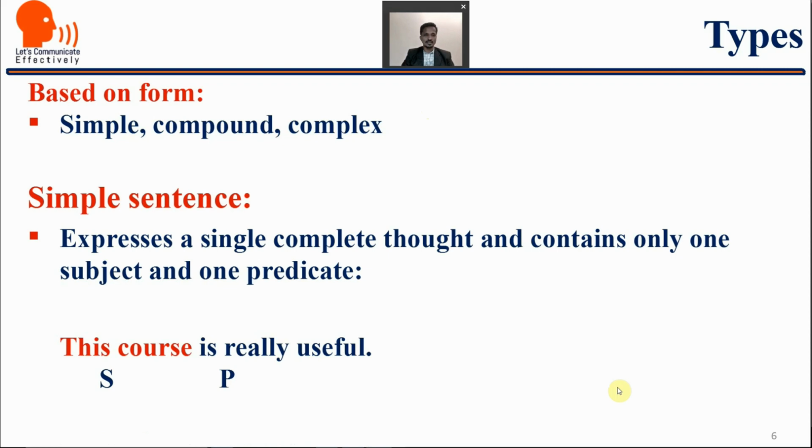So what is a simple sentence? The term itself defines it: it expresses a single complete thought and it contains only one subject and one predicate. It is simple, it is just a statement, right? How to identify? It has one subject and one predicate. So how to identify subject and predicate? Simply, the part before the verb is the subject, the part with the verb and after is the predicate. So in this sentence, this course is really useful, this course is the subject and is really useful is the predicate. It is simple and it is a single complete thought. That is known as a simple sentence.